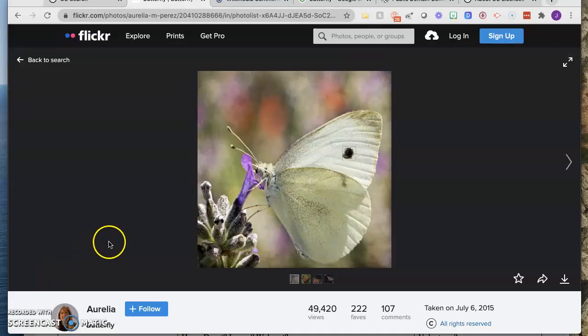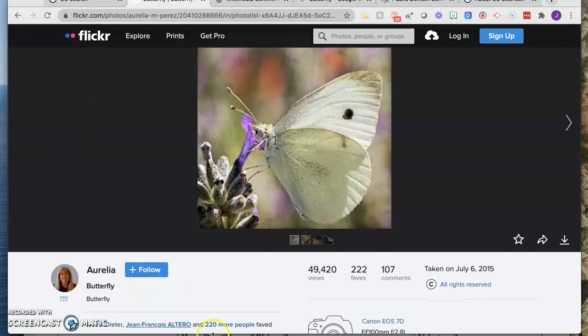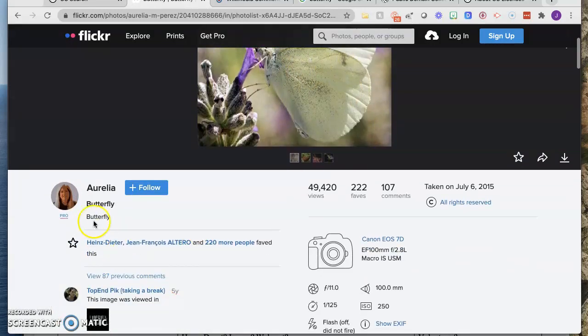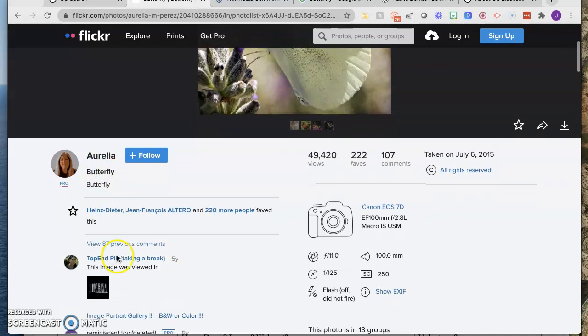If I click on one image there and I take a look around, here's the image, here's the author, the title of it, some other information. If I go over here to the right, here's where we see licensing information. In this case, this is a copyrighted image, all rights reserved. What that means is Aurelia owns control over this, that she does not want us users to take it and use it in any particular way unless we get her permission, probably pay her for it, etc.